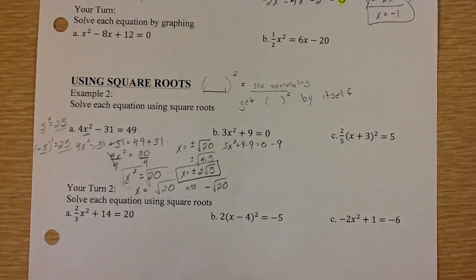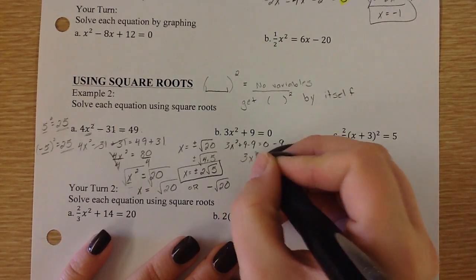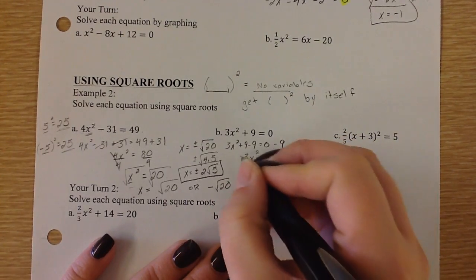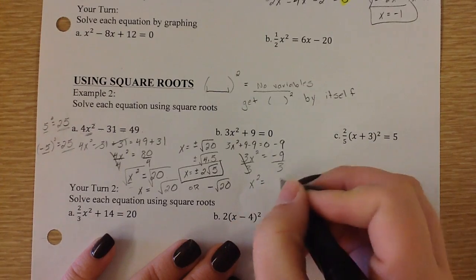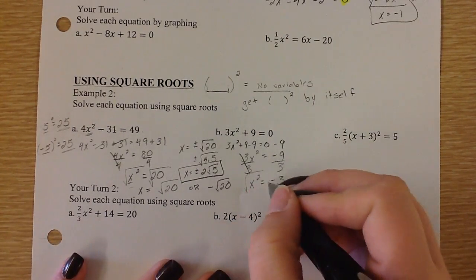Okay, we were in the middle of doing example 2, part B. So we subtract the 9 over, so we're left with 3x squared equals negative 9. Let's divide both sides by 3. So we have x squared equals negative 3. So again, like this last step, this is where we do the whole square root thing.